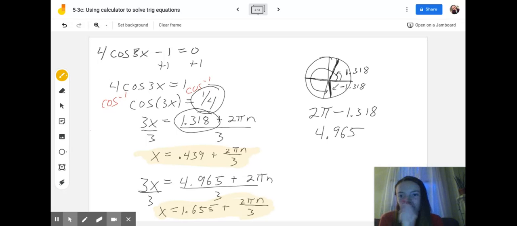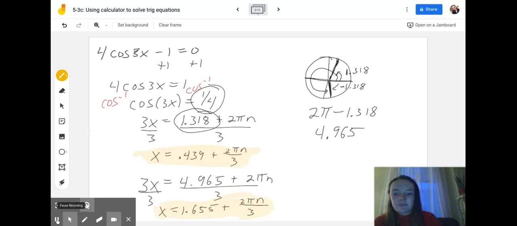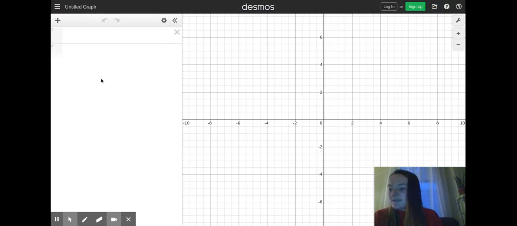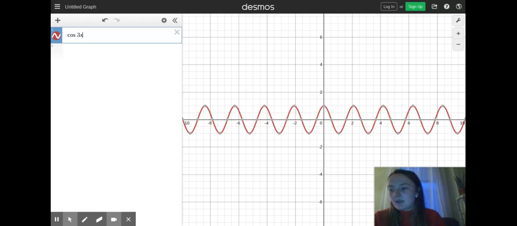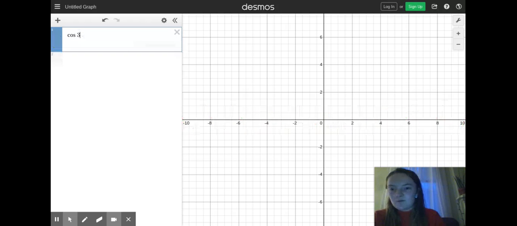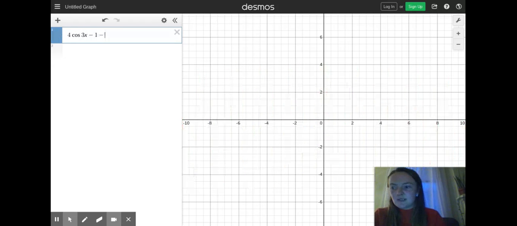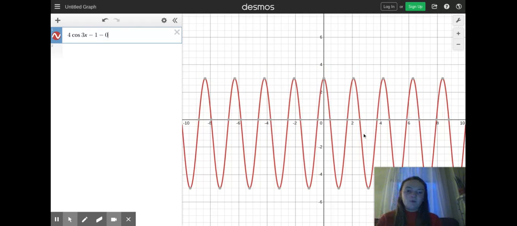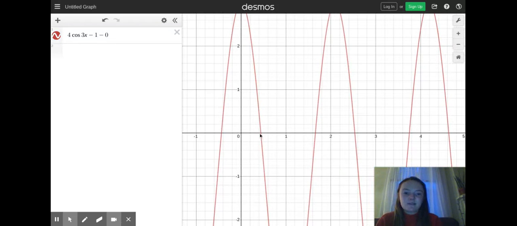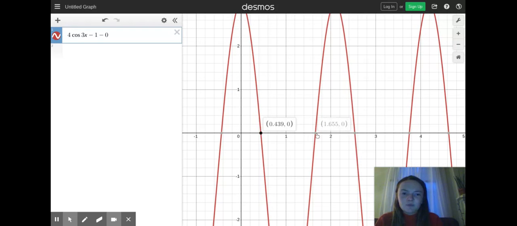All right, so let me show you how to get this on Desmos next, and that'll be the last thing we do. Okay, so we should be on Desmos at this point. What I'm going to do is type in the actual equation here. It's 4 cosine of 3x minus 1 is equal to 0. And so I want to know, where is it crossing the x-axis? Okay, so I'm getting 0.439 and I'm getting 1.655, which are the answers that I have.